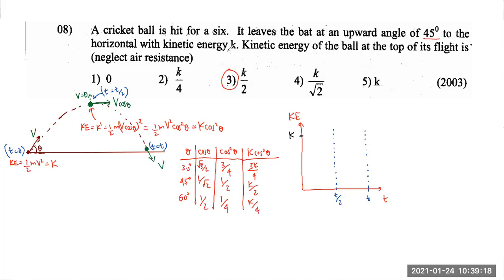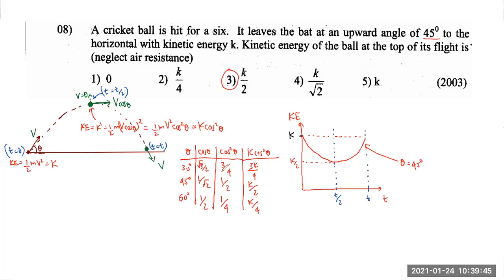When the angle is 45, I'll use red color for that. At time equal to t by 2, that means when the object reaches the maximum height, the kinetic energy was k by 2. Therefore, the graph for 45 degrees is going to look like this. It will bend like this because it's cos square theta, it won't be a straight line, and then it will go back to k like this. Hope you all can understand. And this is for 45 degrees.